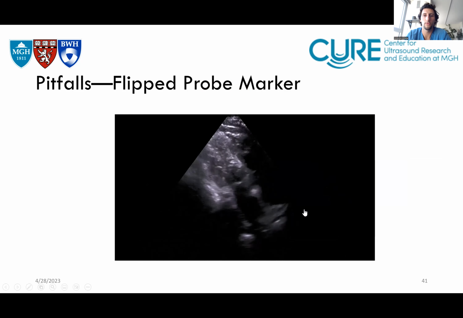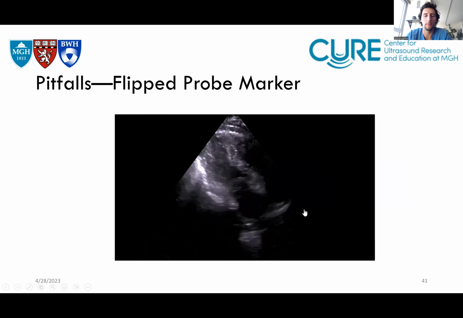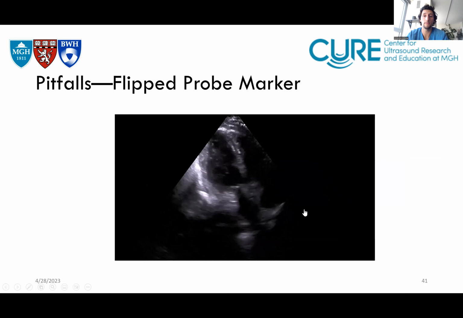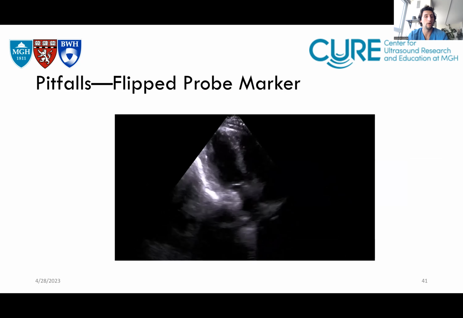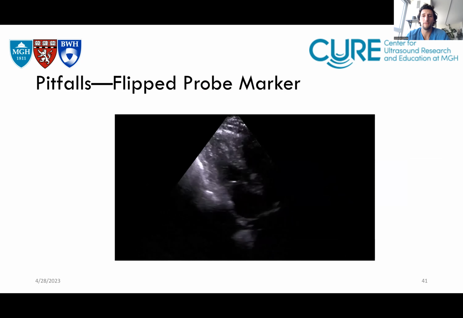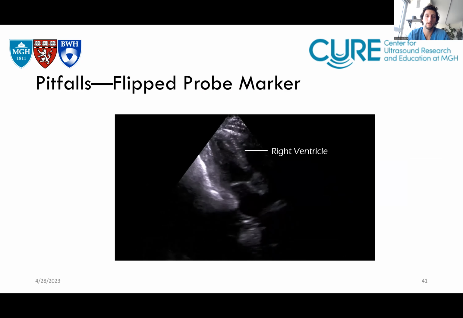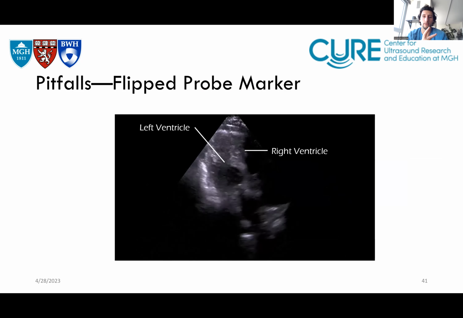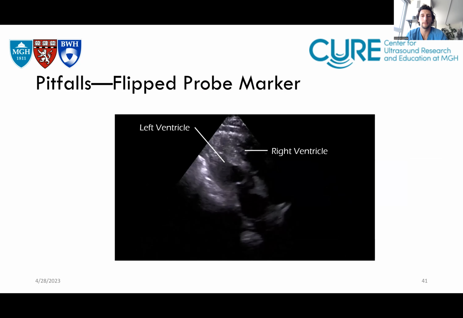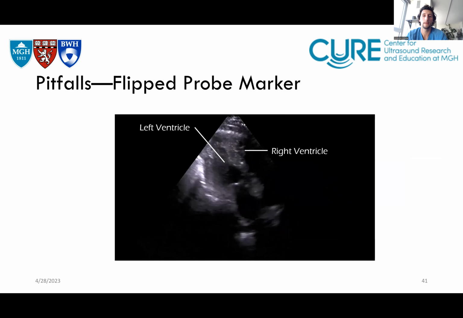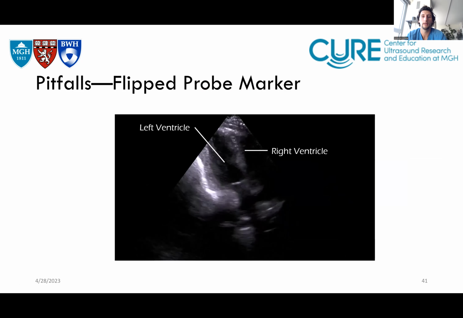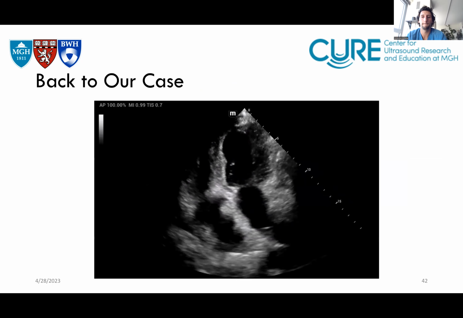Okay, so this is what I mentioned before. Be really careful about not flipping your probe orientation, because you could think that, oh wow, our right ventricle is huge compared to the left ventricle, but this is actually because the probe marker was flipped and you're looking at it the wrong way. And so make sure that your probe marker is at the right side.